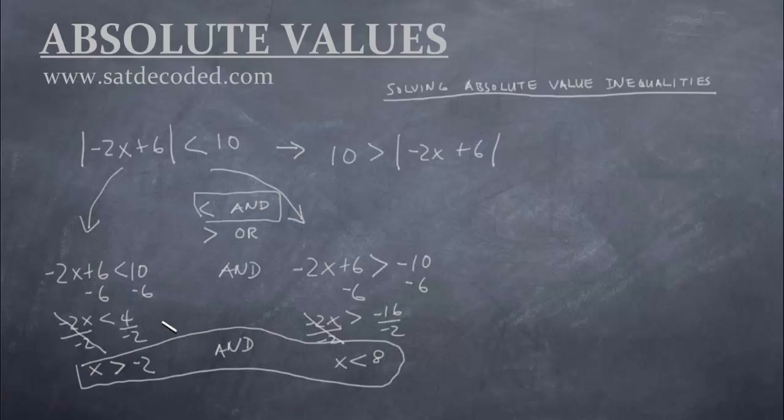If you want to put that together in one neat statement, we can go ahead and do that as well. So what we get is -2 is less than x, which is less than 8. So here is our final answer to this question.